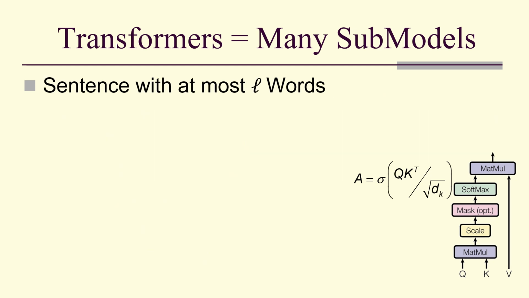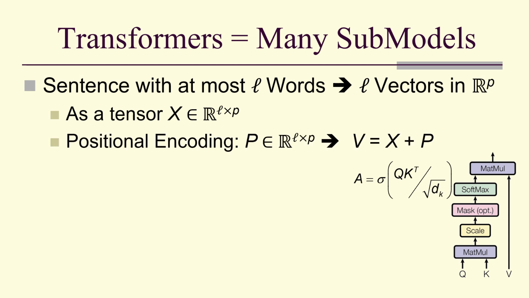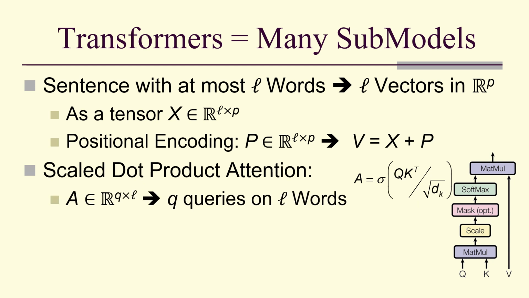So we're supposing our sentences have at most L words. That means we're going to get L vectors in R^P, and we're going to construct that as a tensor in R^(L×P). Positional encoding is also in R^(L×P), and our V is going to be the sum of the X and the P. We're going to have scaled dot product attention again.